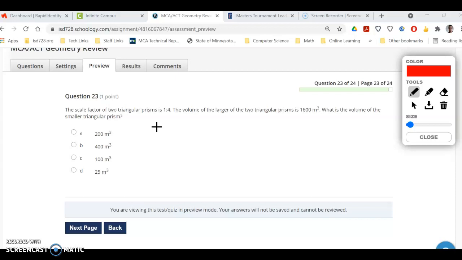Okay, so scale factor basically means the dimensions for the bigger one are 4 times as big. So if we were to draw a triangular prism, oh man, I'm going to have a hard time drawing it, but there's one of them, and then we draw one that's a lot bigger, the triangle base. That's a brutal triangular prism, but that's the best I can do for you.